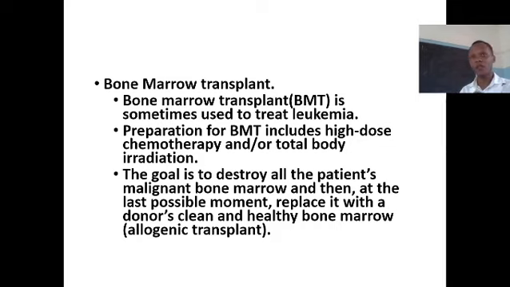The goal here is to destroy all the patient's malignant bone marrow, and then at the last possible moment, replace it with a donor's clean and healthier bone marrow. Allogenic transplant, we call it. You replace the patient's bone marrow with a donor's clean and healthier bone marrow.